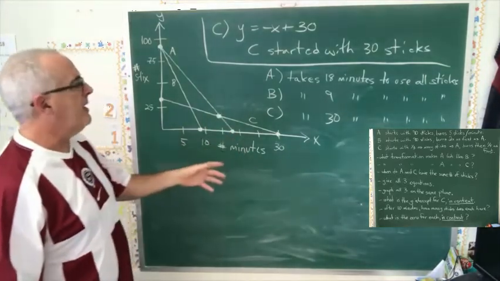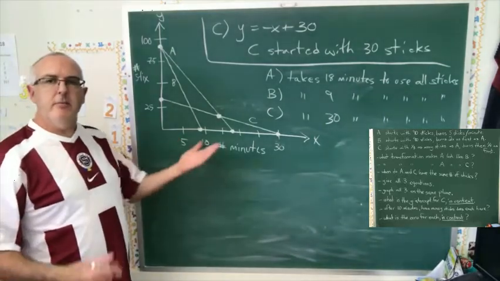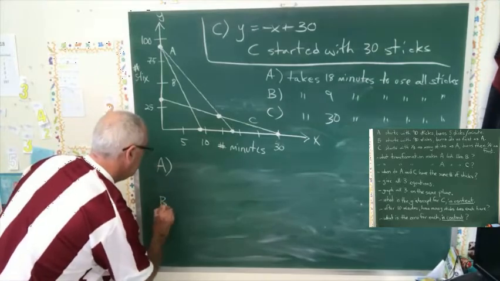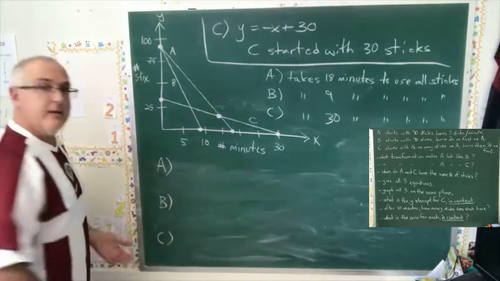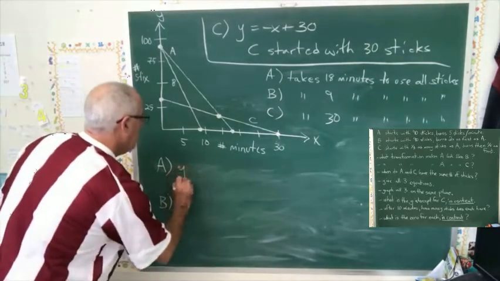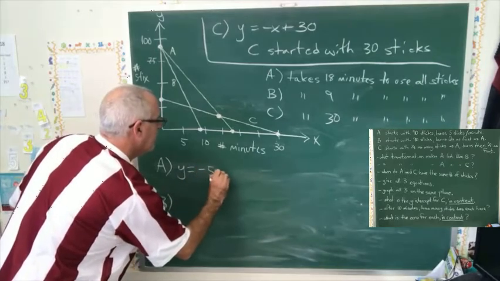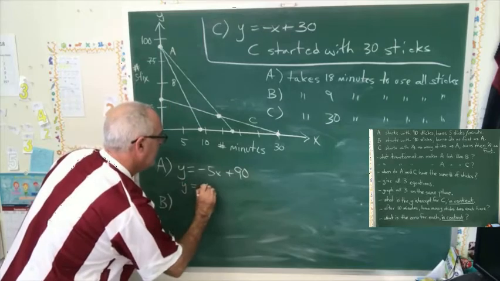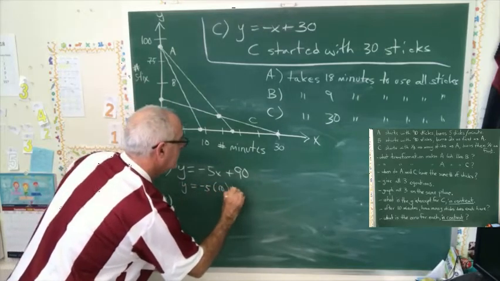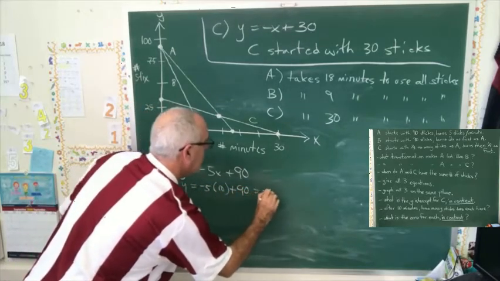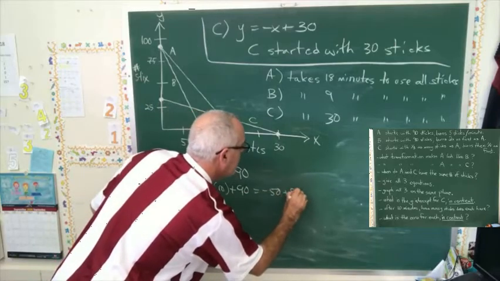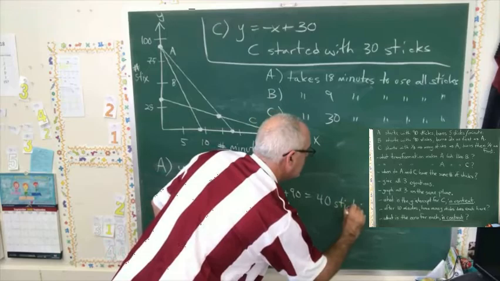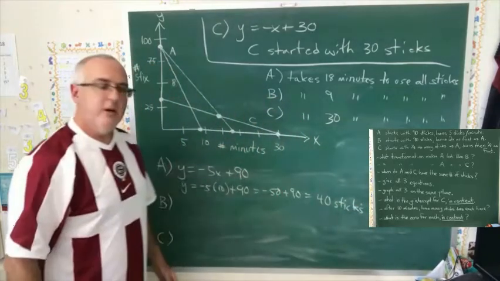And finally, how many sticks will each of them have after 10 minutes? We have to take their equations and plug x equals 10 into them. For A, y equals negative 5x plus 90. Y equals negative 5 times 10 plus 90, which is negative 50 plus 90, which is 40 sticks. Say sticks. It's the unit of measure.